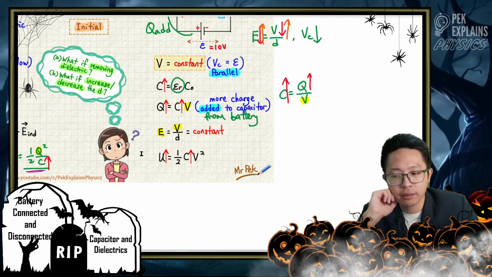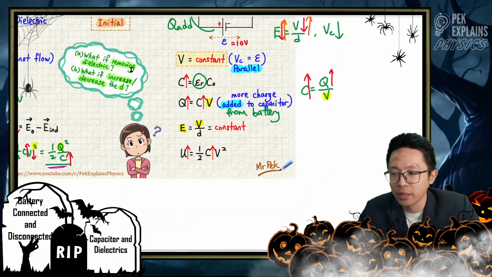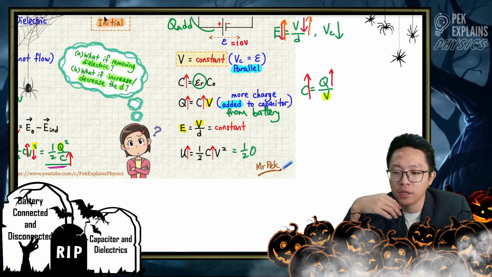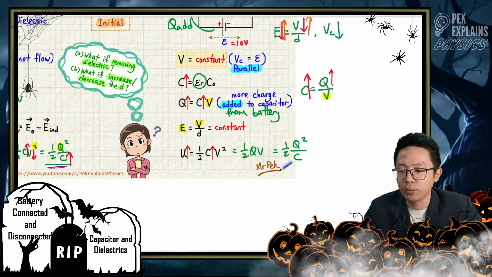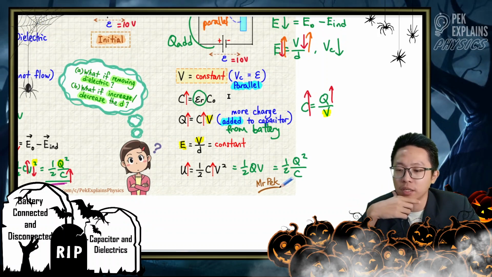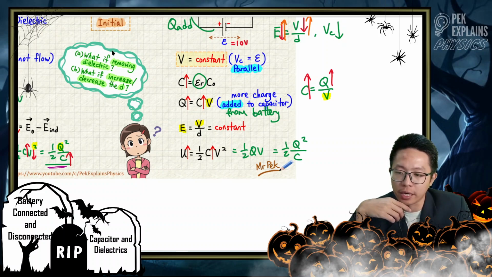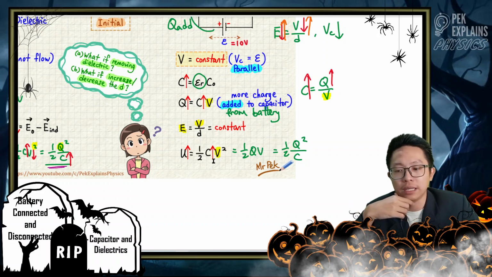Now, how about the potential energy? Electric potential energy, I use half CV square. Why do I use half CV square? Why don't I use the other formulas like half QV and half Q square over C? Let's investigate which formula is better to use. Half CV square, of course, because it has the constant value V there. V here is a constant, so we can easily be left with only two variables to see the changes.